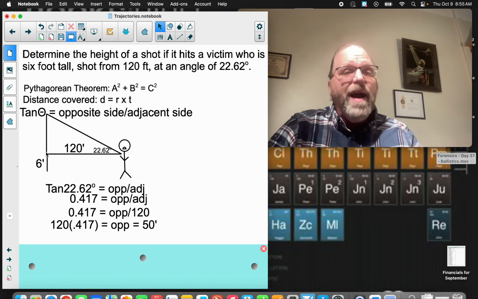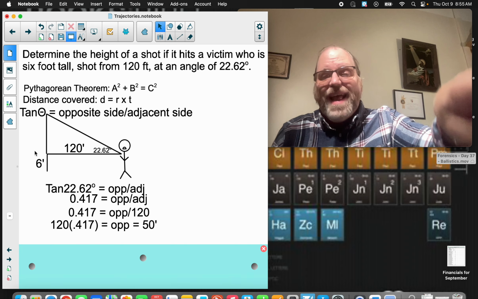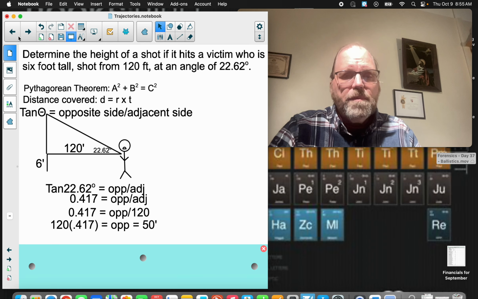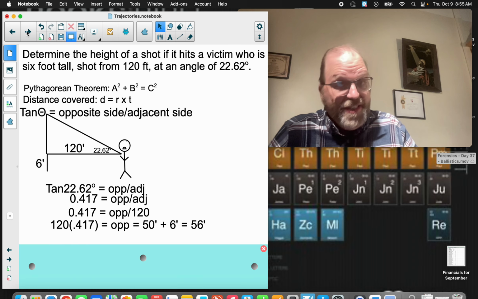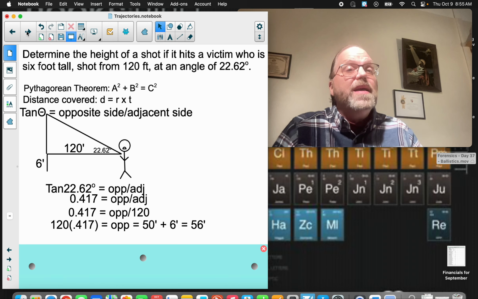So that's how high up we're looking at. But remember, we got that 6 feet additional. So the shot was actually 56 feet. Between the fifth and sixth story, because a story is about 10 feet.